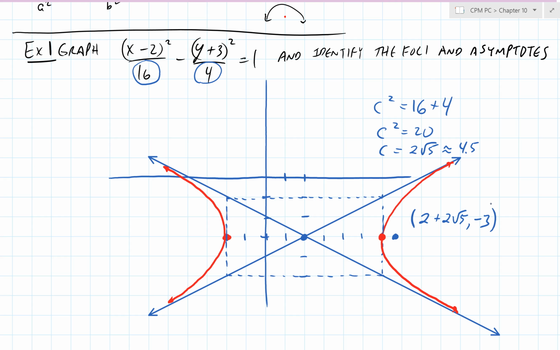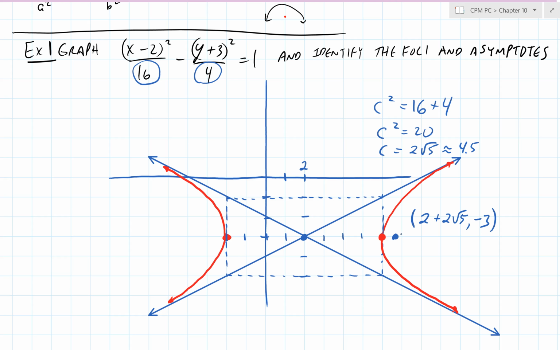Why did you do 4 plus 2 root 5? The x coordinate is 2, and I'm moving to the right by a value of c, which is 2.5. I mean 2 root 5.